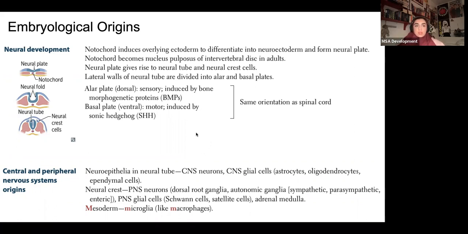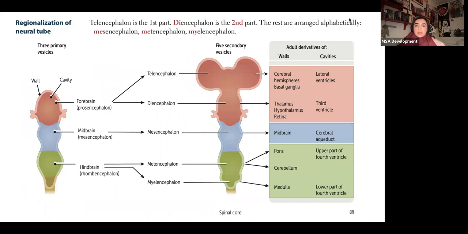And then we have the brainstem and the cortex. So we have the telencephalon is the first part, then the diencephalon is the second part. So di-2. And then the rest is arranged alphabetically. So mesencephalon, metencephalon, myelencephalon. So over here we have the telencephalon. Over here we have the forebrain, midbrain, and the hindbrain, right? So the forebrain or the prosencephalon will give rise to both the telencephalon and the diencephalon. And the telencephalon will give you the cerebral hemispheres or the cortices, as well as your lateral ventricles.